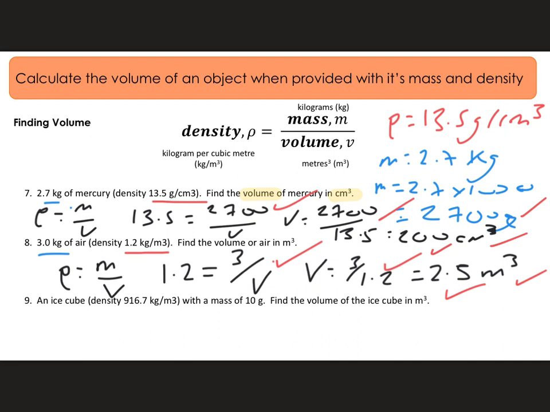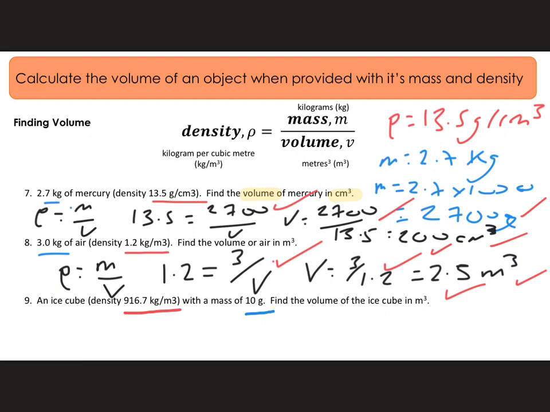So moving back on again to question 9, we're going to go through the same process as we've done before. We'll highlight what we know. So here, this time, we've got a density of 916.7 kilograms per meters cubed, and we have a mass of 10 grams. Now in this case, the kilograms and grams don't match up, so we're going to have to do a conversion.